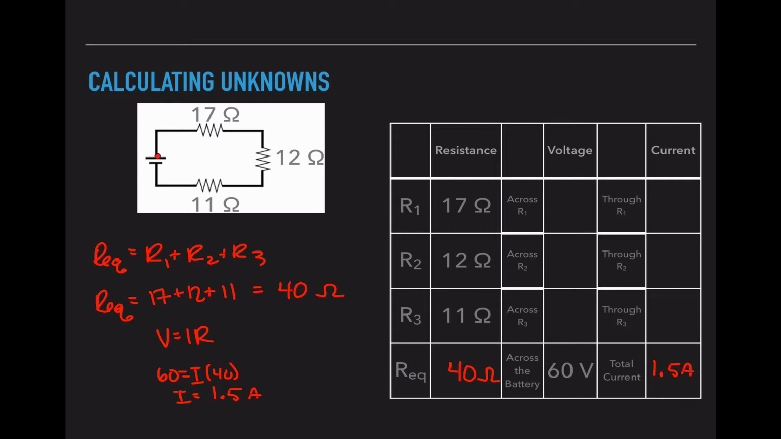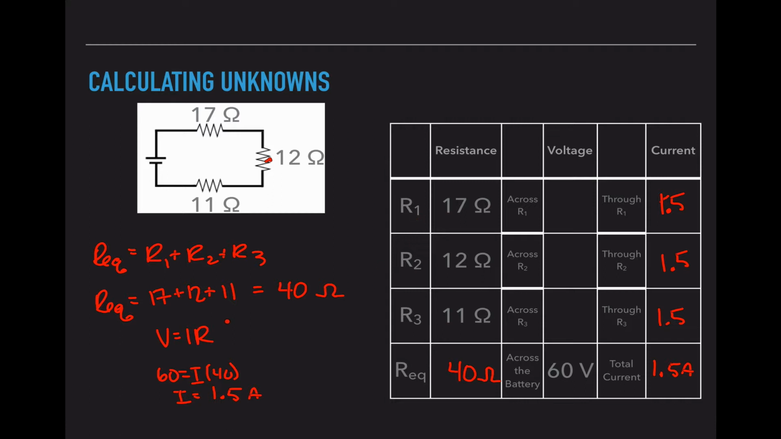Now, since each electron only has one path of travel, and they can only move as fast as the electron in front of it, every single location in this circuit has the same current. So I'm going to rewrite 1.5 in all 3 of those boxes. It has to have 1.5 amps at the 17, at the 12, and at the 11, because there is only one path of travel.